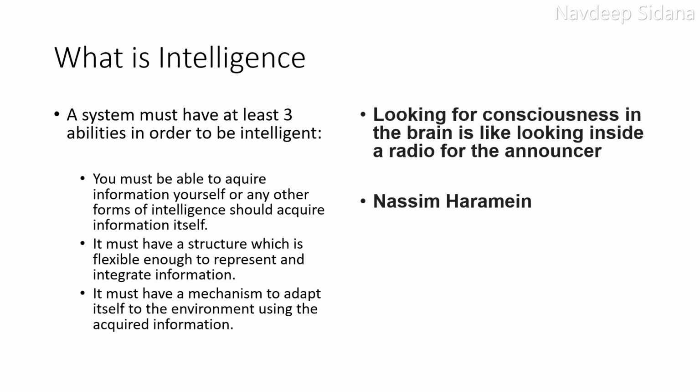Coming to intelligence, first of all. Well, intelligence can be defined by a criteria of 3 abilities. So we can call you an intelligent student only when you are able to acquire or gather information by yourself, or any other form of intelligence. It should be able to acquire information by itself.